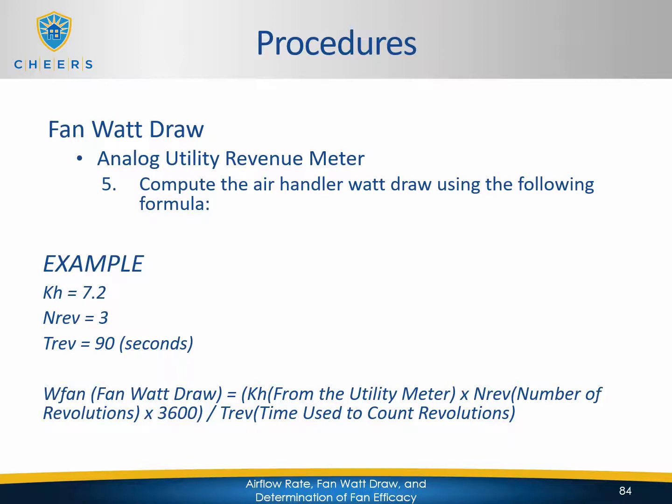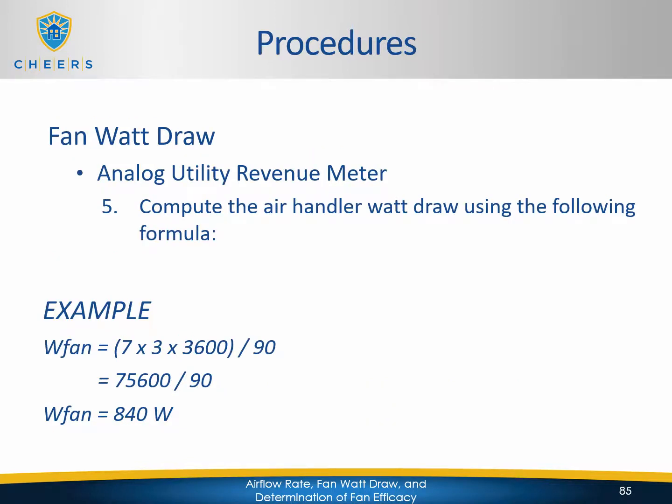And this is the example that we're going to use on the variables associated with it. So the KH factor is 7.2 from the utility meter. We counted 3 revolutions in 90 seconds. You will then plug in our numbers. So we have 7, which is 7.2 rounded down, times 3, the number of revolutions, times 3600, which is a constant number always plugged into the formula, divided by 90. So that gives us 75,600 divided by 90 seconds, which gives us a watt draw of 840 watts for that particular scenario. And that's the number that you would use moving forward.